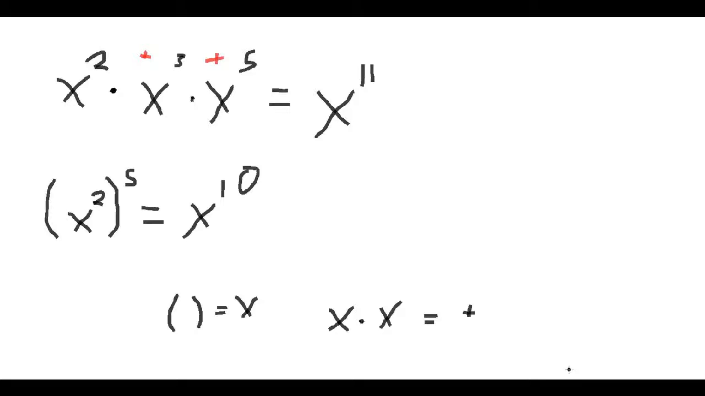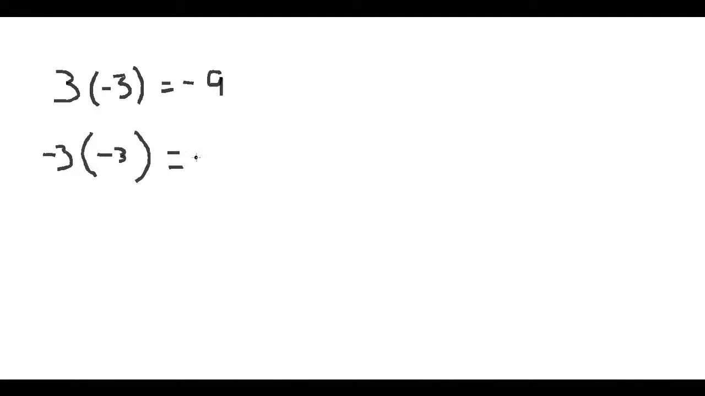Another issue that I saw with your test is your negatives and your positives. And I'll quickly go over that. So let's say we have 3 times negative 3. The answer is going to be negative 9. But if you have negative 3 times a negative 3, your answer is going to be a plus or positive 9. Two negatives equals a positive. So I hope you all see that.